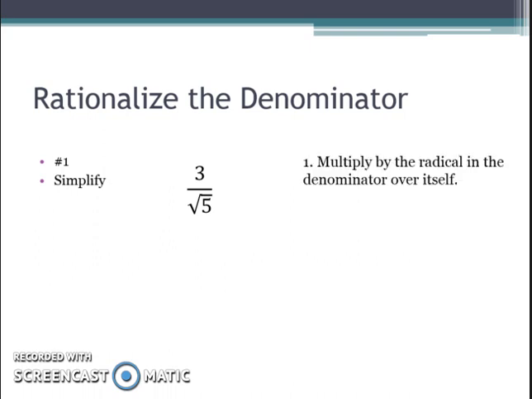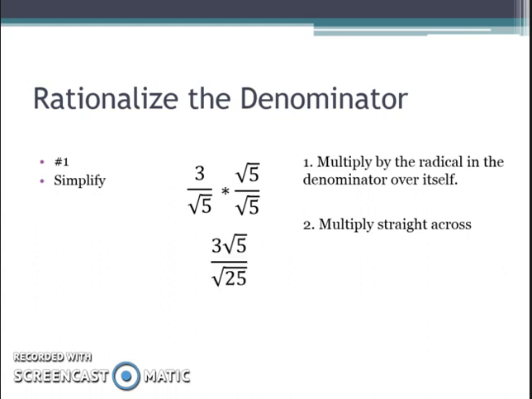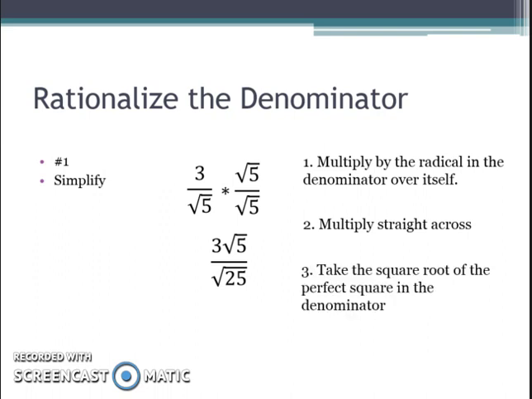So we're going to first multiply by the radical in the denominator over itself. So we're going to multiply by the square root of 5 over square root of 5. Then we're going to just multiply straight across. 3 square root of 5 is on top. And square root of 5 times square root of 5, that's the square root of 25. Now I'm going to take the square root of the perfect square in the denominator. Square root of 25 is 5. And now I'm going to simplify the fraction if possible. This one's already simplified, so we're done on this question.